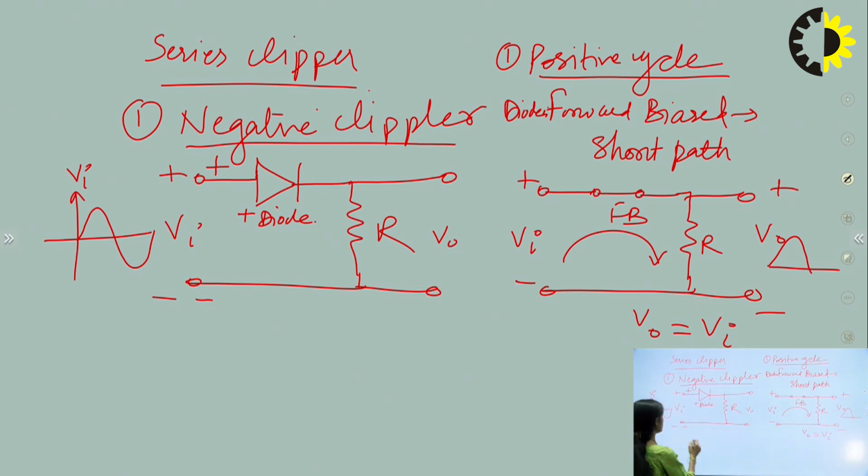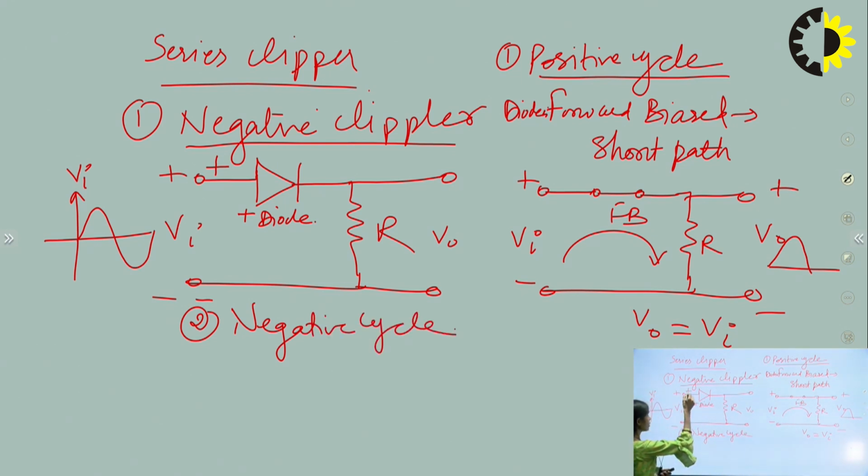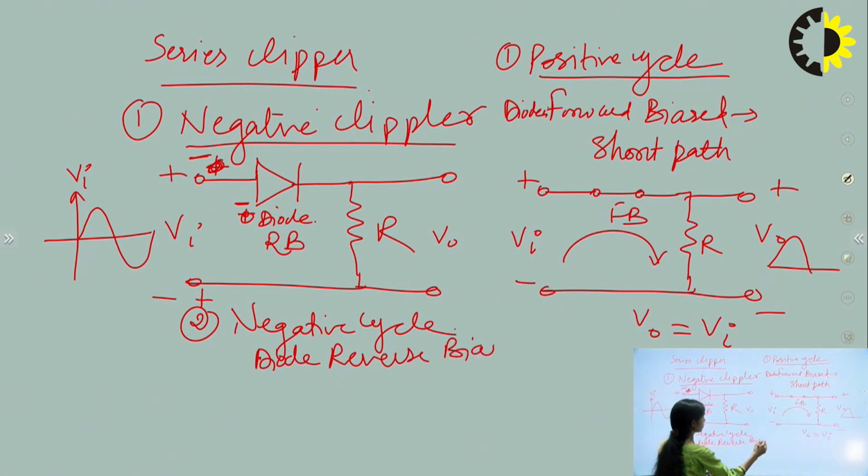Now let us take the negative cycle. For the negative cycle, this end will become negative and this end will become positive. So this negative end is connected to the positive of the diode, so this diode will become reverse biased. And we know that in reverse bias, no current flows through the diode and it acts as an open circuit.